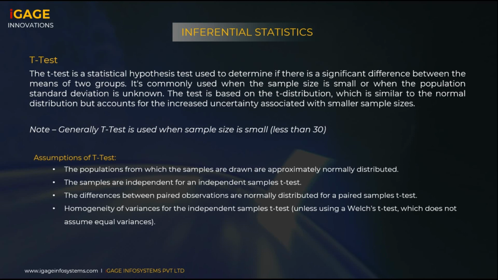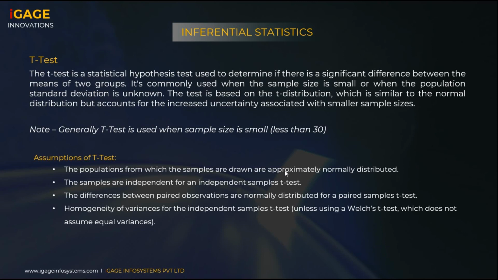Point number one is that it is used when the sample size is small. In the z-test, the condition was that the sample size was greater than 30, but we implement the t-test when the sample size is less than 30. Point number two, the population standard deviation is not known. In the z-test, the sample size was greater than 30 and the standard deviation should be known. In the t-test, these two conditions are opposite: the sample size is less than 30 and the standard deviation is unknown.